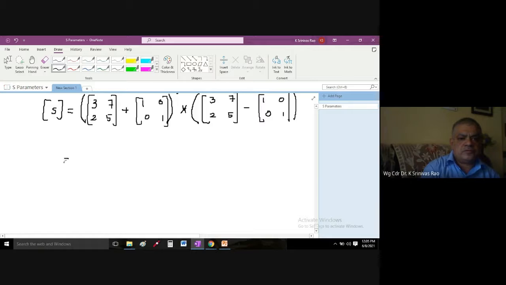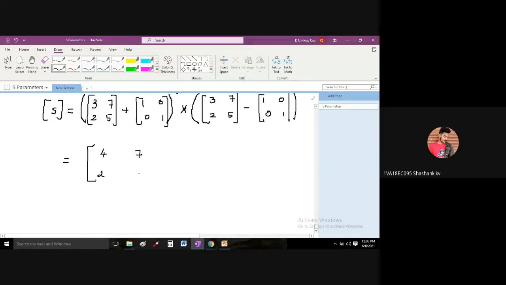So now we will try to simplify this. I'll try to obtain here: 3 plus 1 is 4, 7 plus 0 is 7, 2 plus 0 is 2, 1 plus 5 is 6.